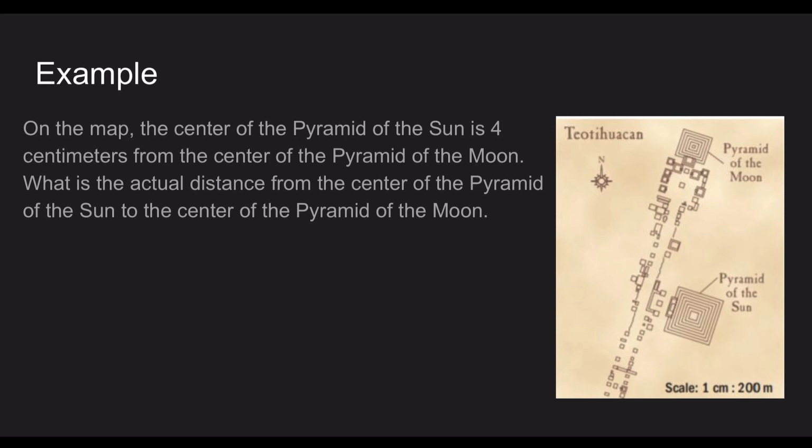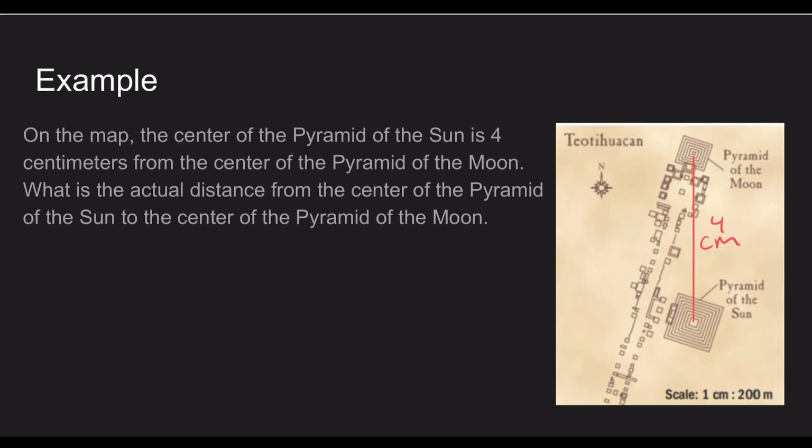Okay, on the map, the center of the pyramid of the sun is 4 centimeters from the center of the pyramid of the moon. So, right over here, the pyramid of the sun center is 4 centimeters from the pyramid of the moon. That's how far it is, 4 centimeters. What is the actual distance from the center of the pyramid of the sun to the center of the pyramid of the moon? So we know that on the map it's 4 centimeters. So we've got to figure out what it is in real life, if you were to go there, how far would it actually be?